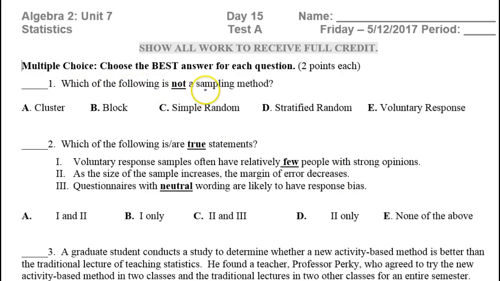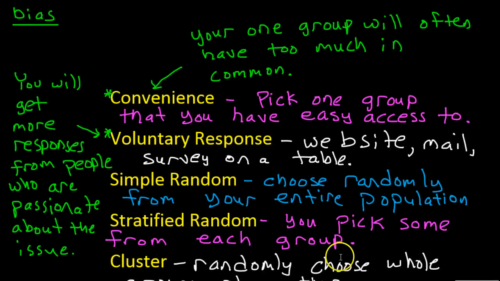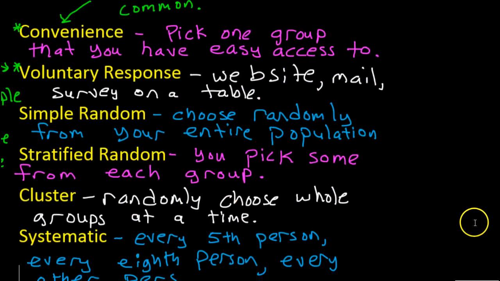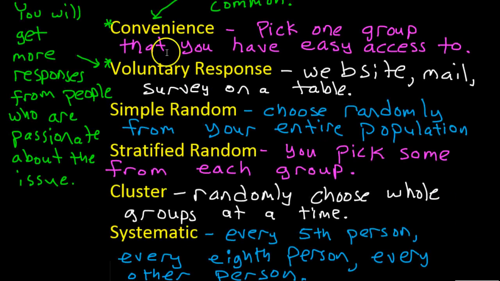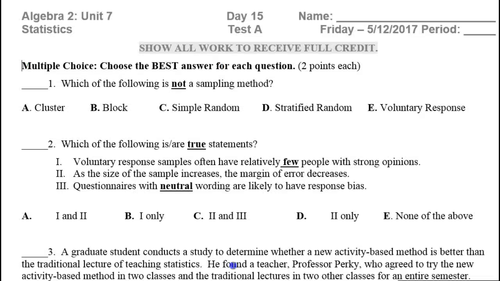Which of the following is not a sampling method? Well, we just went through the 6 sampling methods that we've learned about. And let's see, the one that's not there is this one. There's no such thing as a block sampling method. So the answer to number 1 is B.